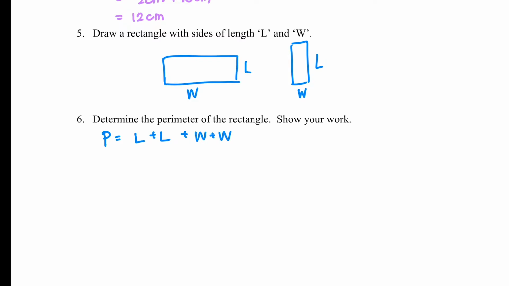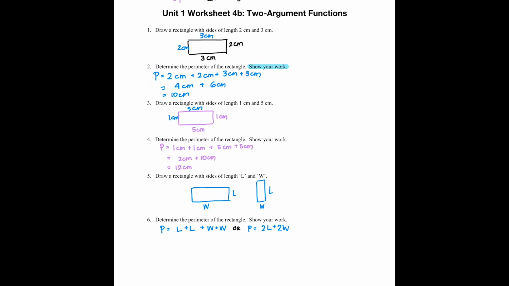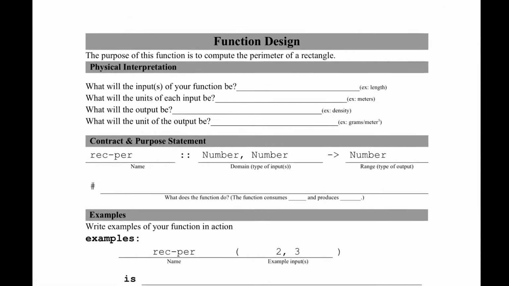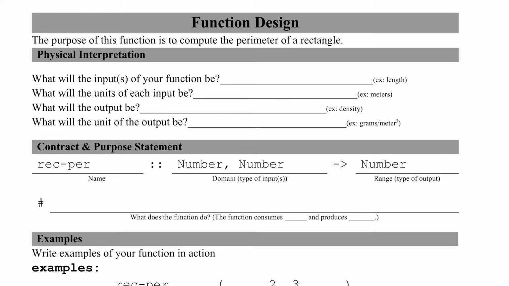Now, some of you might have learned the perimeter formula of 2L plus 2W. That's not wrong, so we can do that also. But when we get into Pyret, you have to choose one or the other. You can't put both formulas into Pyret. All right, so let's go ahead and complete the design recipe.